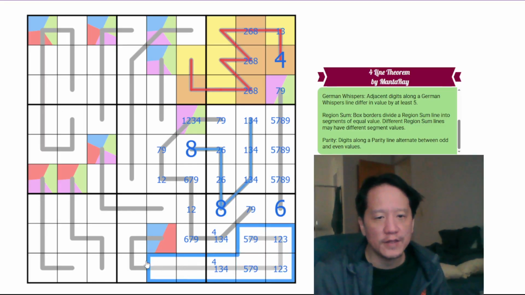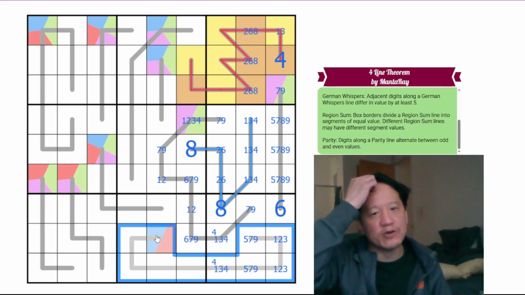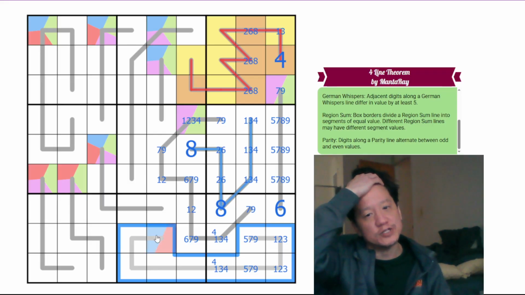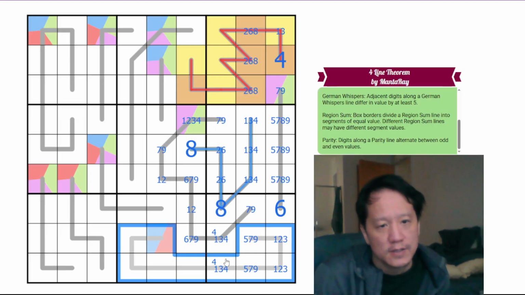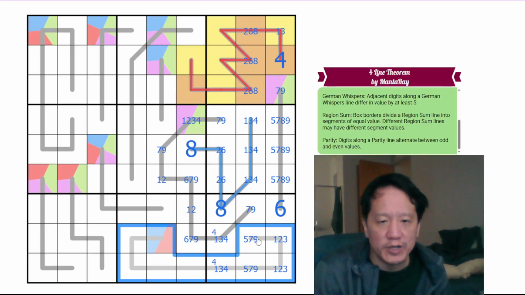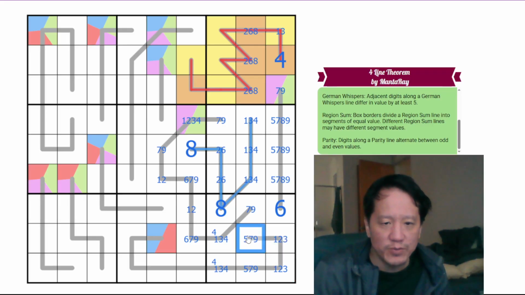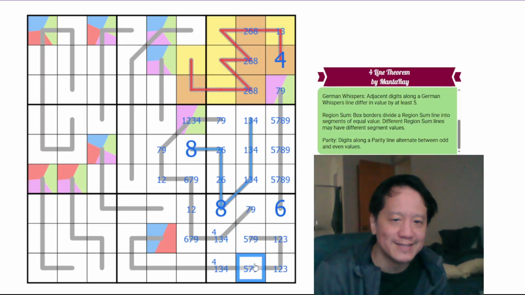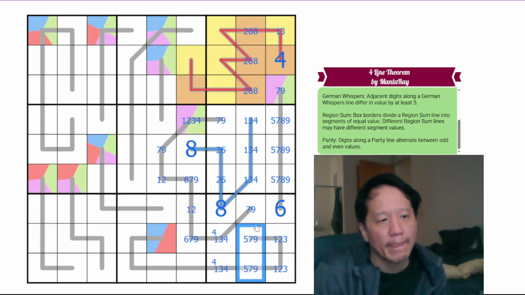This, then, could not be a parity line. It would have to be a region sum line. Because parity, this would be odd. Whatever these are, this would have to be odd, so this would be even, odd. That would have to be even, but it's not even. So this cannot be a parity line. It would be a region sum line here.